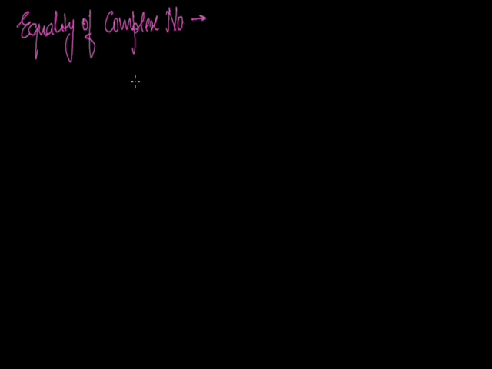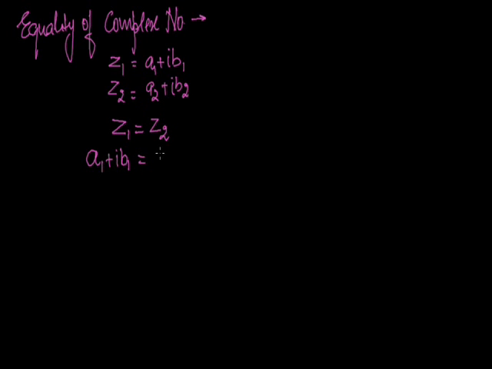Listen. If there are two complex numbers, let us suppose z1 is equal to a1 plus iota b1, and z2 is equal to a2 plus iota b2. So if z1 is equal to z2, then a1 plus iota b1 is equal to a2 plus iota b2. Therefore, we can say that in equality, the real part of z1 is equal to the real part of z2.